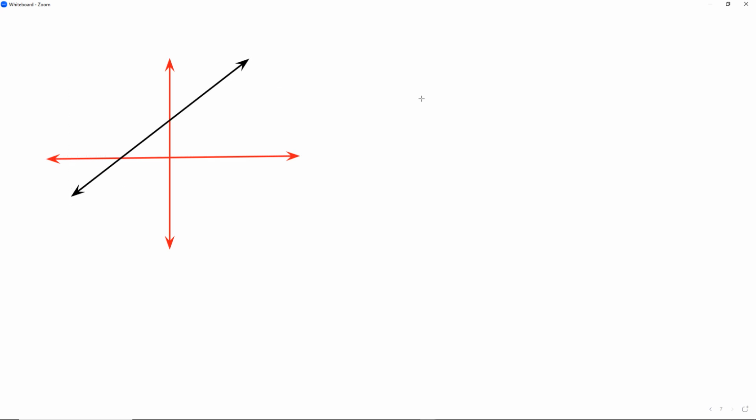All right, there's the line, and this line is my y-axis, this is my x-axis, this is passing some point 4, let's say, and this point is -3. And for these questions here, they want us to find the equation of the straight line.